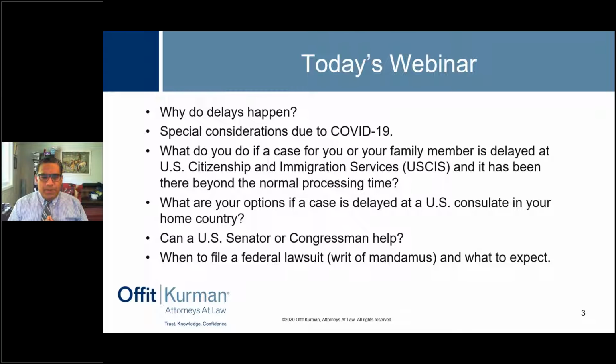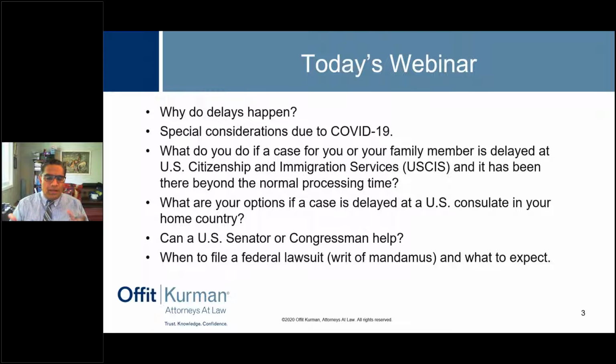Why the delays happen? It's a very broad area. We are looking at many different types of applications and different procedural postures. So that's our first topic we'll go over. The next is what has the COVID-19 situation created? What has it placed on top of the regular types of delays that were taking place?